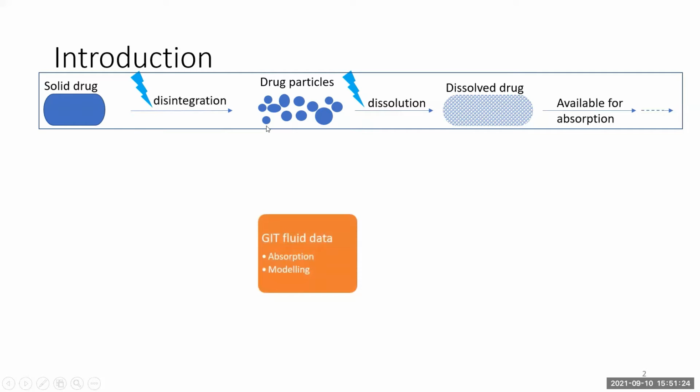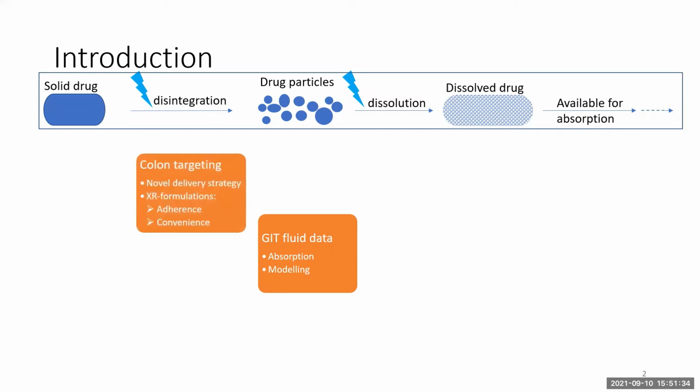That's why it's important we have data on the gastrointestinal fluid, so we can increase our understanding of absorption and improve our biorelevant models. Especially for the colon, there's not a lot known, even though the colon can provide novel delivery strategies and it allows for extended release combinations. So there's a better patient adherence and it's more convenient for the patients so they can get on with their lives.